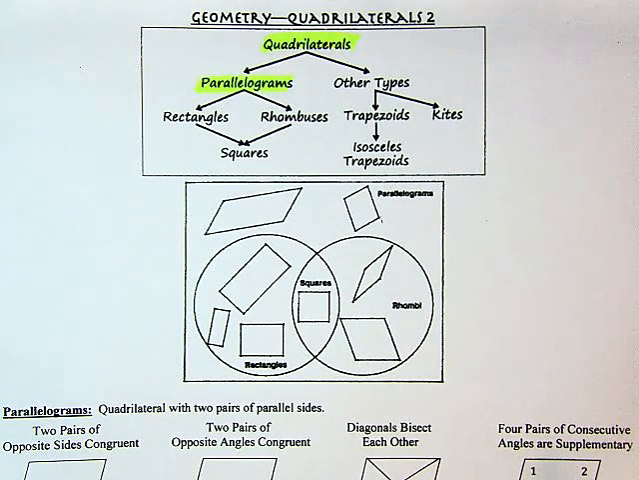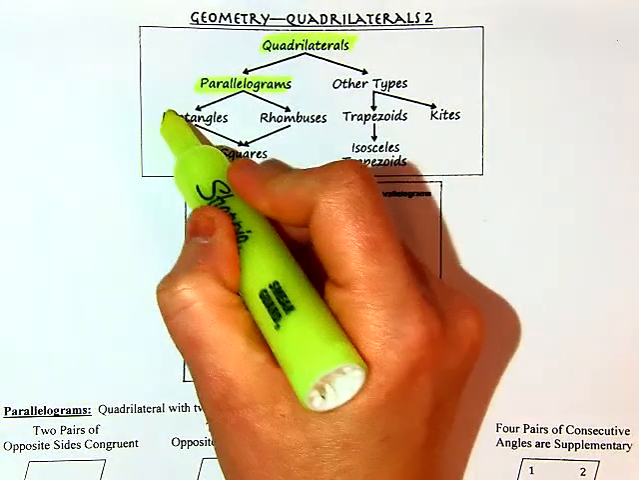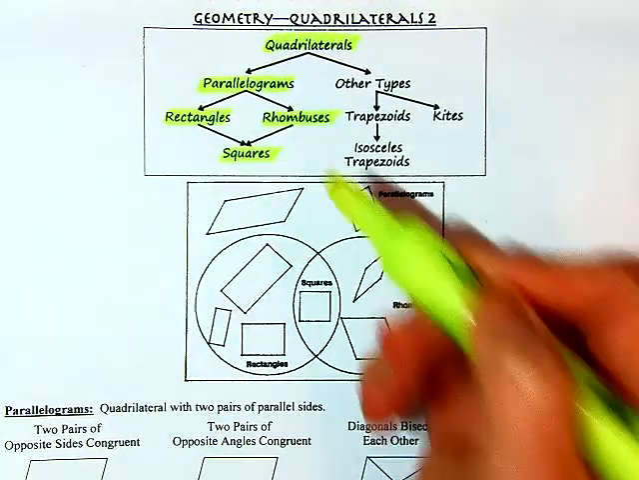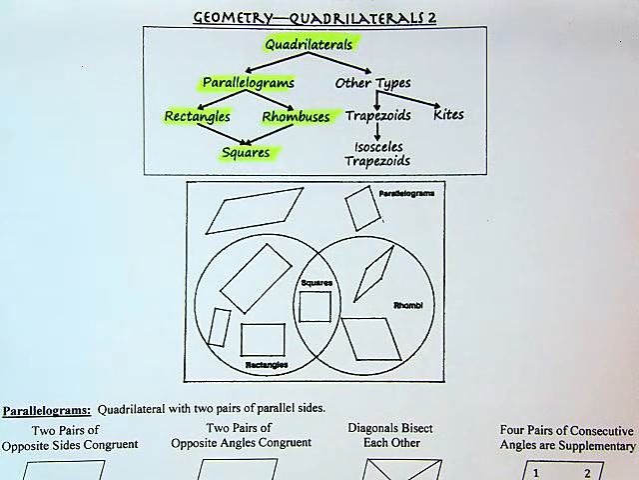And now today we're going to add a layer and talk about a rectangle, rhombus, and square. So plural of rhombus is either rhombi or rhombuses. So we have a choice here when we're talking about plural for rhombus.